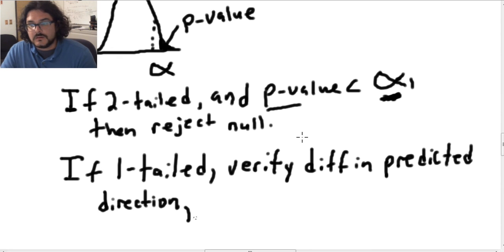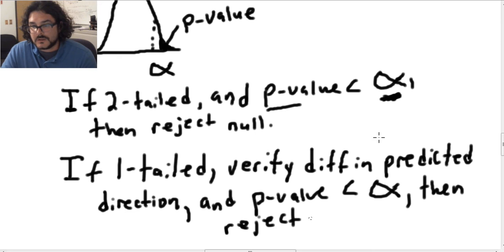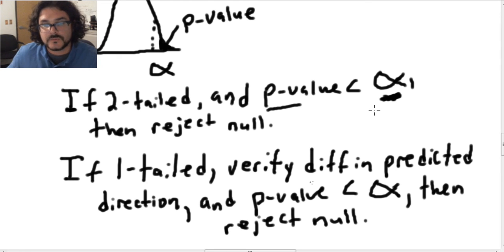And then, if your p-value is less than alpha, then reject. And by reject the null, I mean you say that there's a difference or relationship, and you state the nature of that difference or relationship.